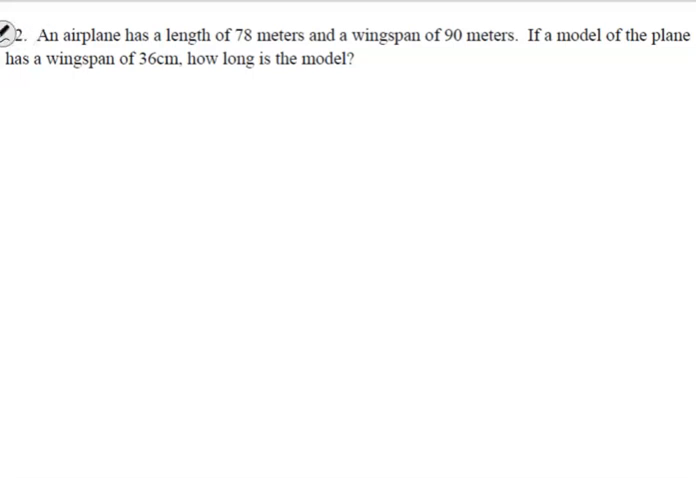So some people, if we're talking about 78 meters, 90 meters, 36 centimeters, but the key here is we've got to look at the other part. This was a length of 78. This is a wingspan of 90. This is a wingspan of 36, right? So yes, I have meters and centimeters, but I also am talking about a length and a wingspan.